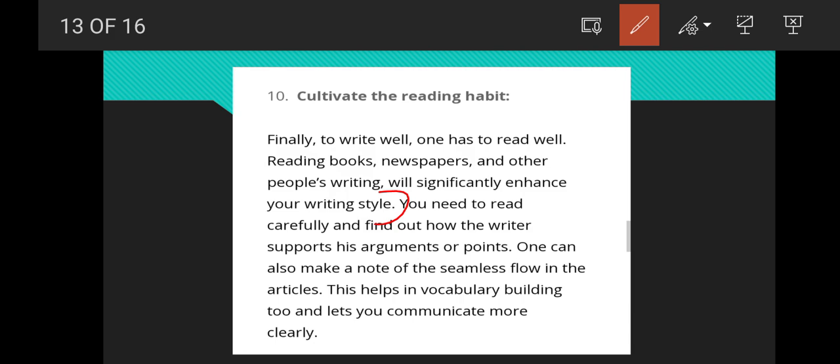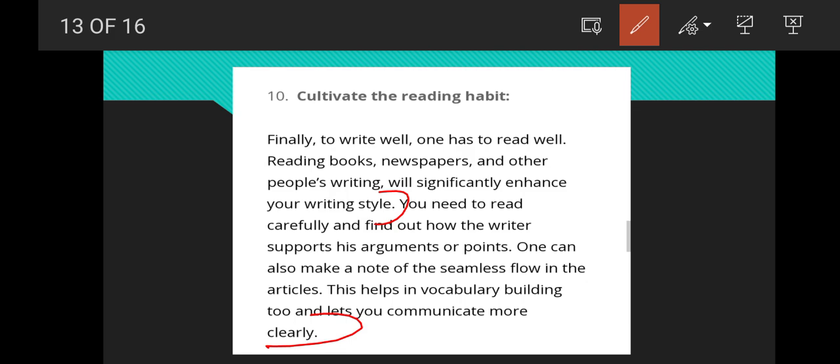This is a tip for you: please try to read as many English books as you can, so that you will find very advanced words and vocabulary, and some very good quotes you can extract from there and put in your work if needed. It will definitely enhance your marks. So this is extremely important. You need to read carefully and find out how the writer supports his arguments or points. One can also make a note of the seamless flow in the article. This helps in vocabulary building too and lets you communicate more clearly.